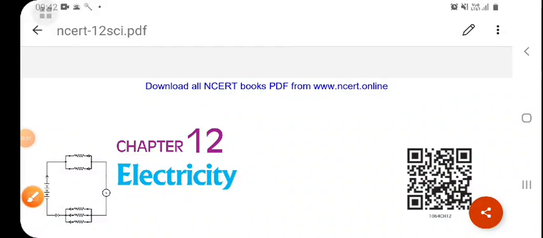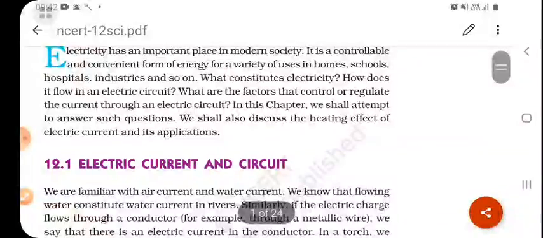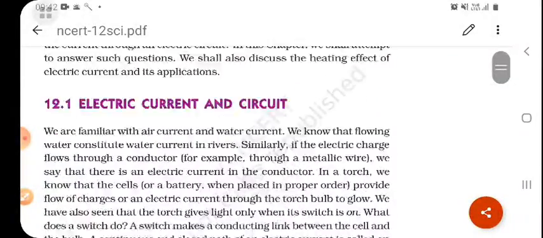Good morning, students. We have studied about chapter 12, electricity. First topic, electric current and electric circuit.